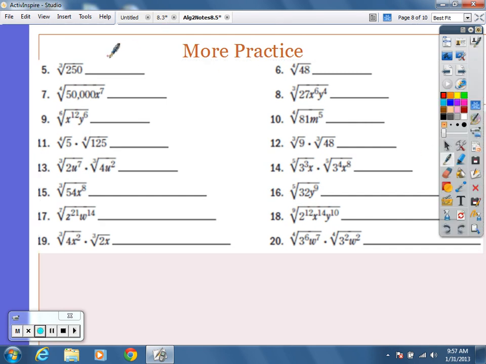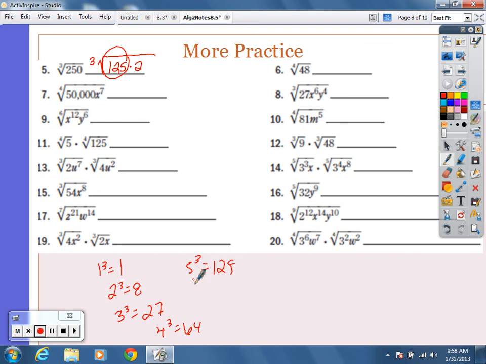Okay, cube root of 250. So I make my perfect cube list. And 125 is what I need. So I'm going to change that to cube root of 125 times 2 because 125 times 2 does equal 250. The cube root of 125 is 5, so I'm left with 5 cube root of 2.